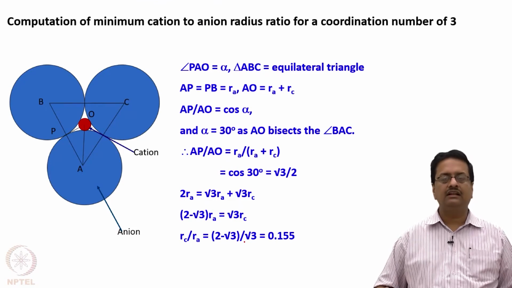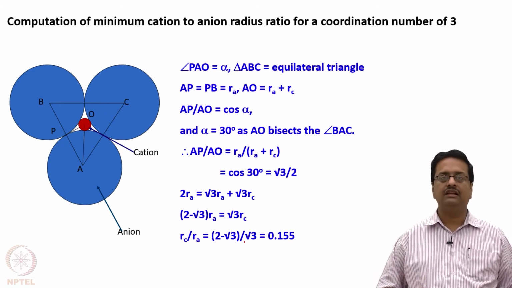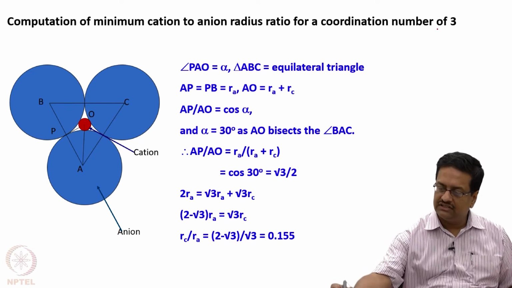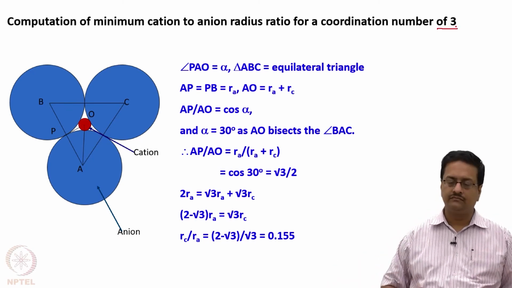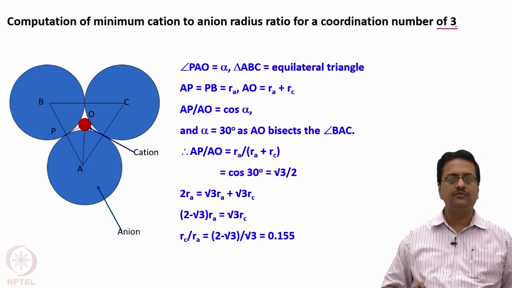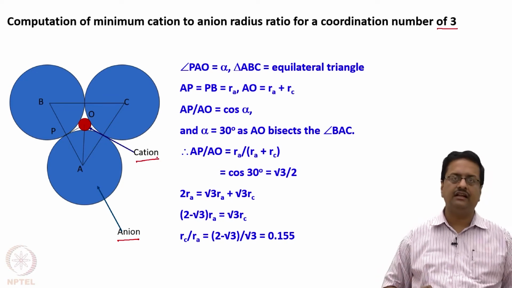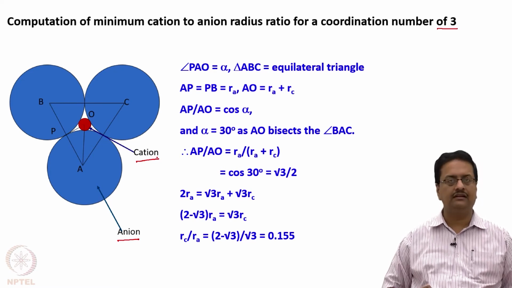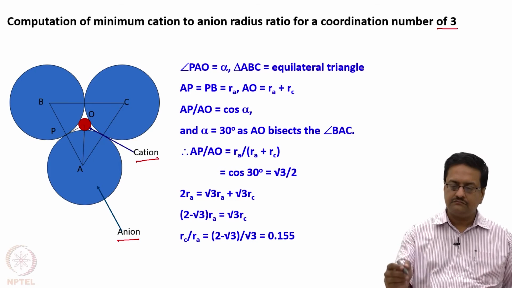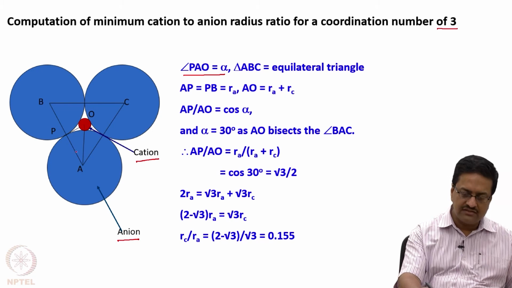Now let us see how one can calculate the radius ratio, cation to anion ratio, for coordination number 3. Here we have three anions, the blue ones, and we have a red cation at the center. Now if we construct a triangle ABC, which is an equilateral triangle, in that we have the angle PAO as alpha.